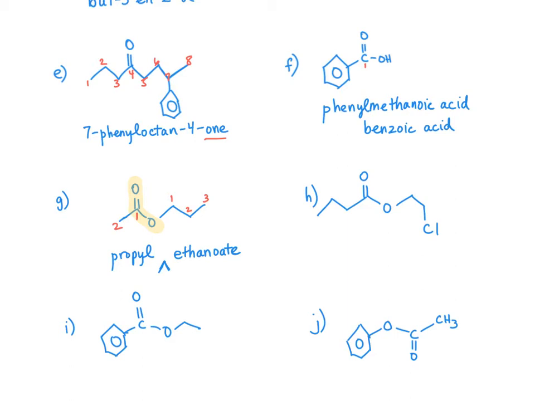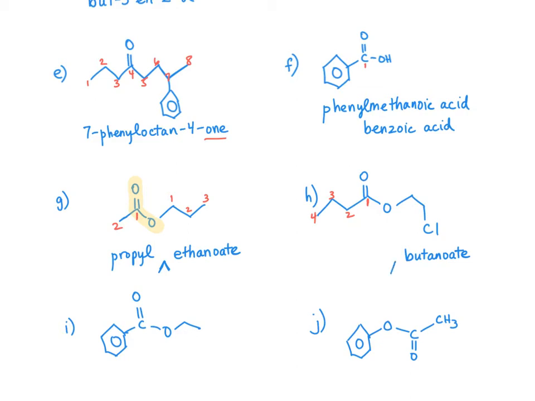All right, let's try H. Find the C double bond O carbon of the ester linkage. There it is right there, 1. Now number away from the single bonded oxygen. 2, 3, 4. There's your parent. So butane, drop the E and add the suffix. So again, same pattern with all of these. Find the parent, drop the E, add the suffix.